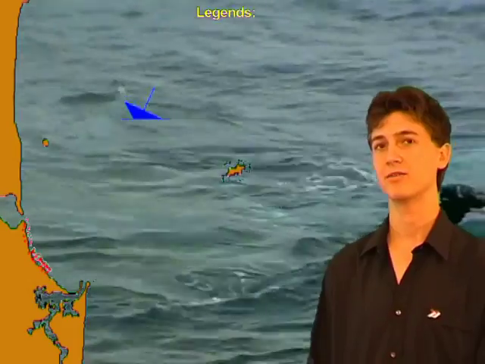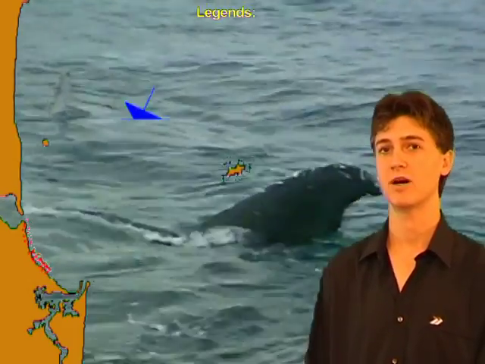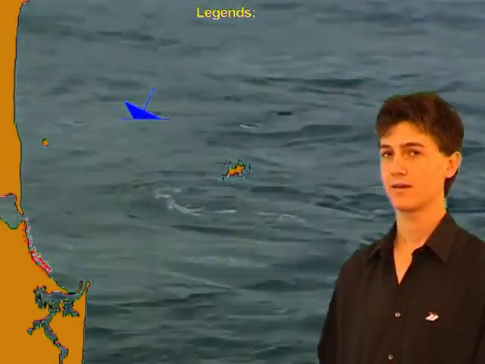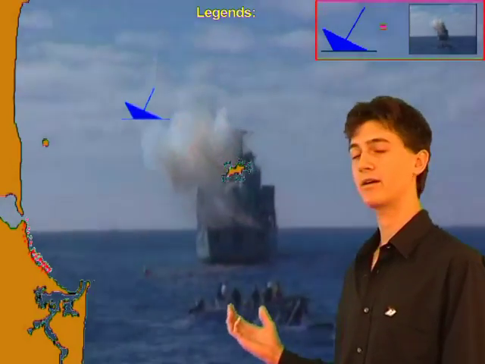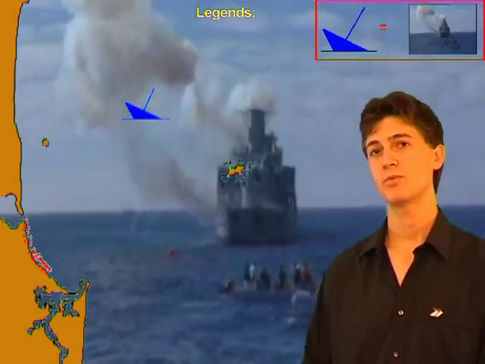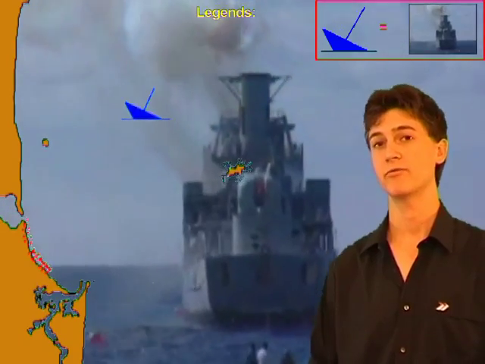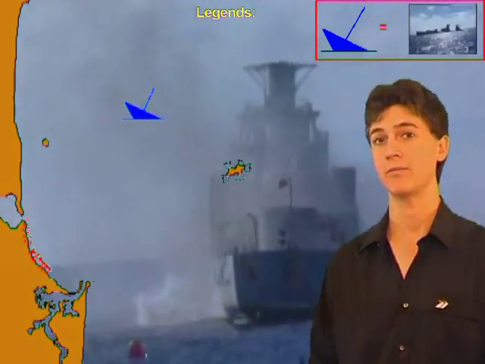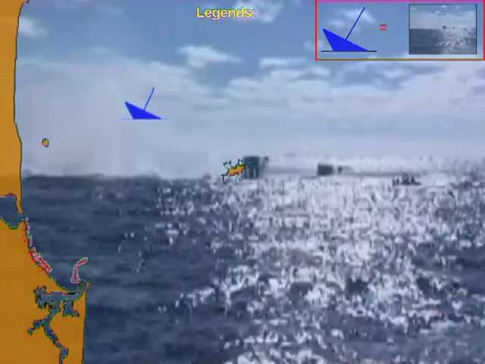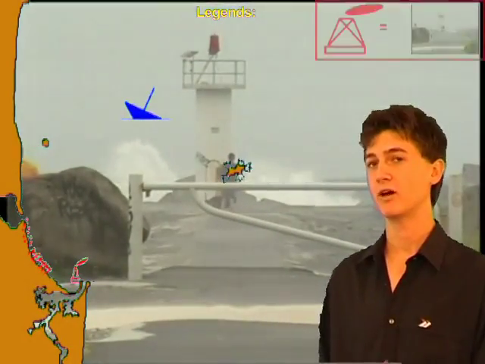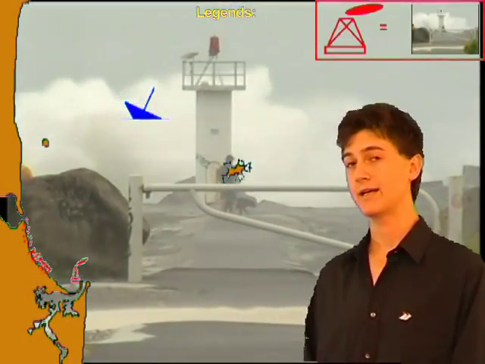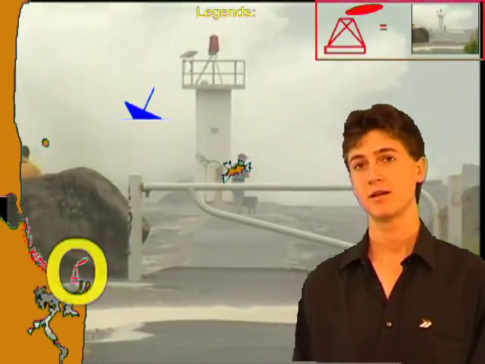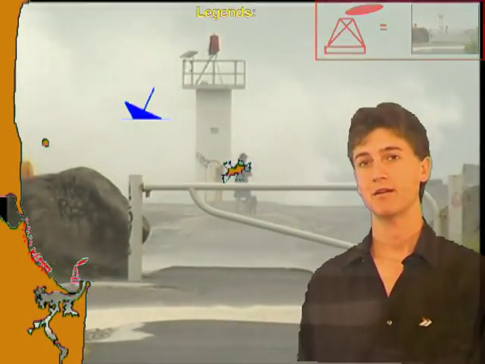Moving on now to man-made features of Hypothetical Bay. Behind me we can see a shipwreck. Shipwrecks provide area for recruitment for coral, therefore an artificial reef, and a home for many marine animals. Another man-made feature of Hypothetical Bay is a navigation beacon. These allow sailors to navigate the waters.